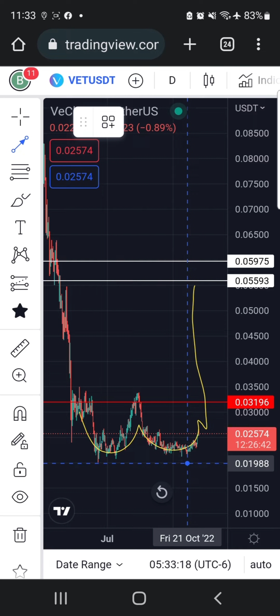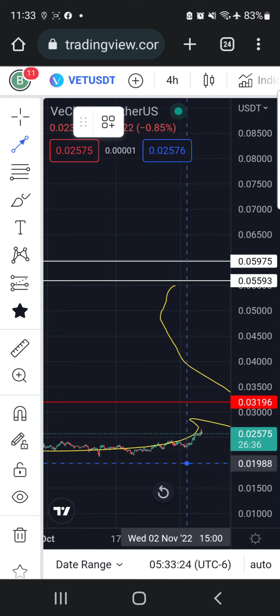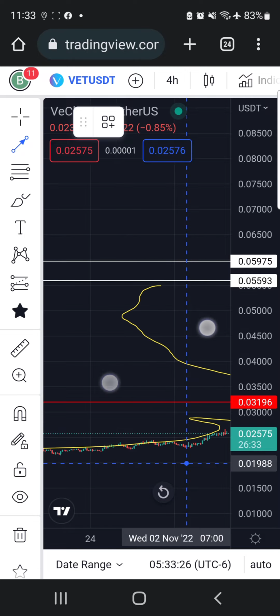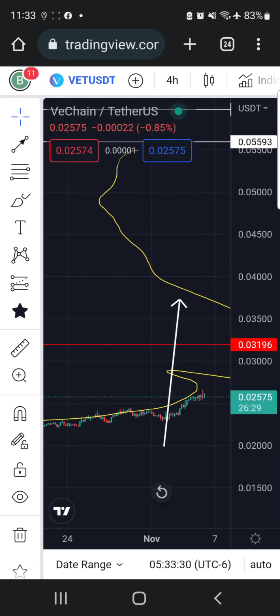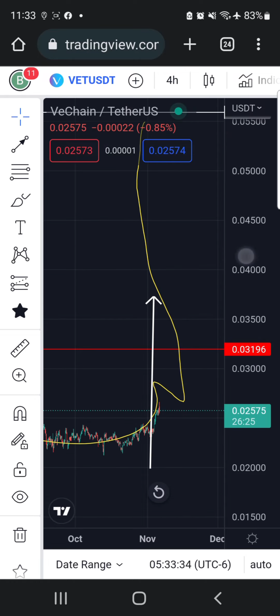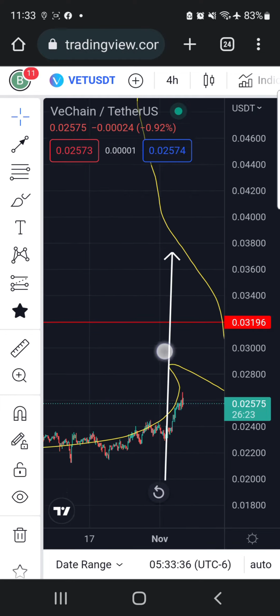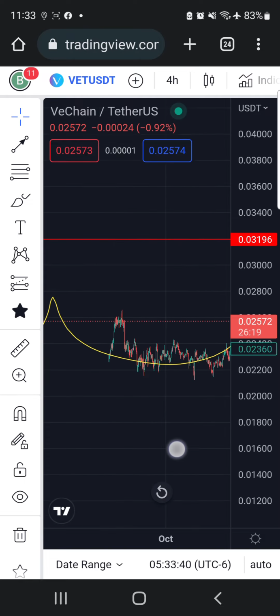Speaking of which, if we zoom in to the daily charts, actually let's change it to the 4 hourly charts. Oh, my squiggles are so bad. Okay, so if we were to look at it from a 4 hourly chart perspective, it will give us a bit more details on how the chart looks like.